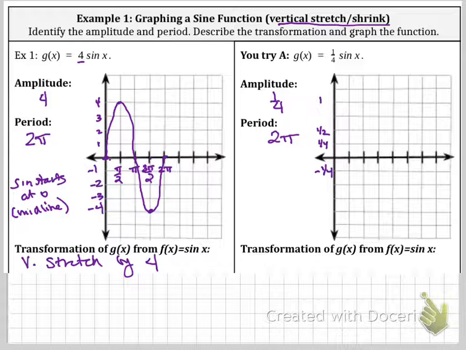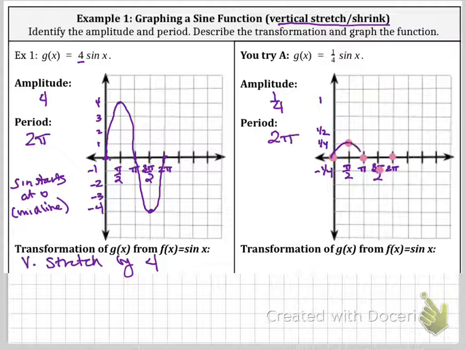I need to do my period. So it starts at 2 pi, 4 out. Half of 2 pi is pi. This is pi over 2. Therefore, this is 3 pi over 2. Sine again starts at 0. Then it goes up to 1/4. Then it goes down to 0 at pi. Then it's at negative 1/4 at 3 pi over 2. And then at 2 pi, we are back at 0.